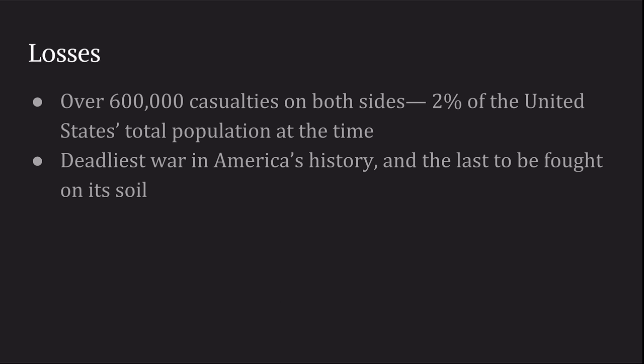Losses: over 600,000 casualties on both sides, and that's just confirmed. It was probably more, and that was at least 2% of the total population in the United States, and it was the deadliest war in America's history. It was only after Vietnam that the number of Americans who died in the Civil War was less than the number who died in all the other wars combined. It was, yeah, a lot of lives were lost.